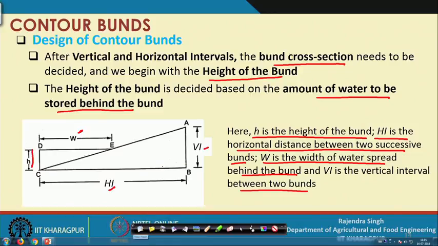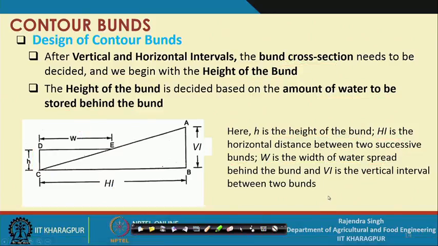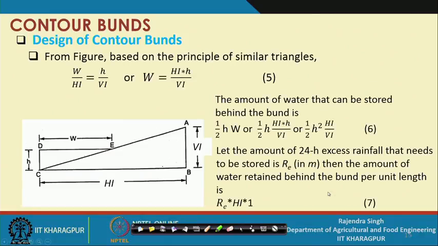If we consider this, then obviously we can take it a little further. Based on this figure, we have two triangles: one is triangle CDE, and the other, larger triangle is ABC. So, from the figure, based on the principle of similar triangles, that is basic geometry, W by HI is equal to H by VI.